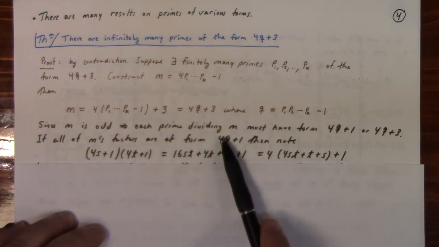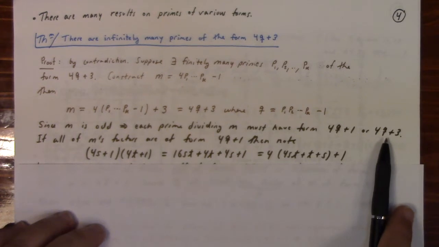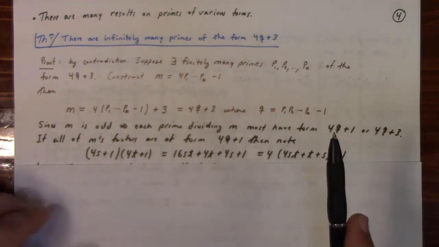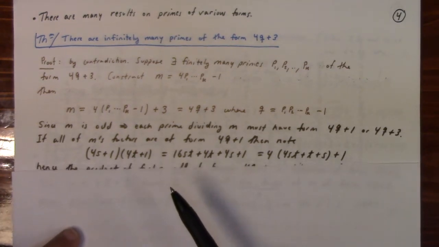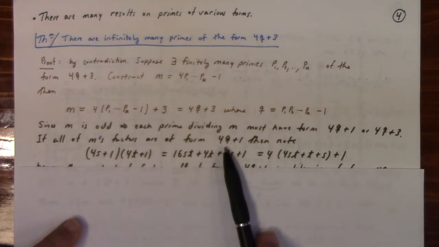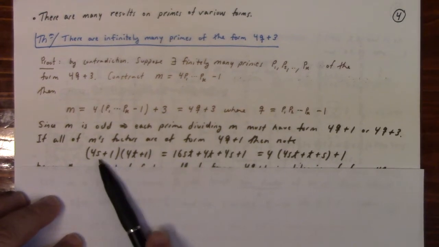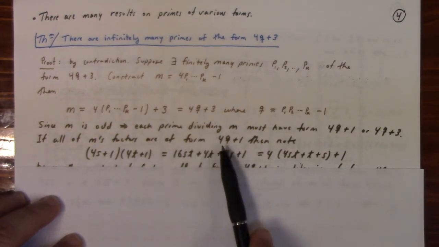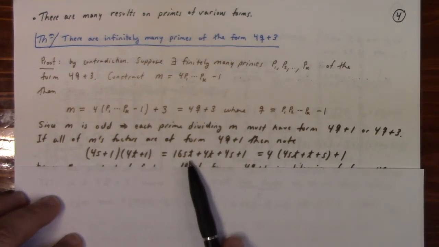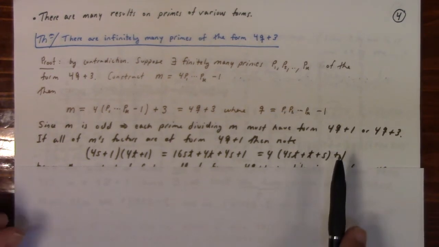And that means each prime that divides m must either have the form 4q plus 1 or 4q plus 3, because odd numbers are either of this form or that form. Think about it. So all of m's factors are either of the form 4q plus 1 or 4q plus 3. If they're all of the form 4q plus 1, notice that 4q plus 1 things times 4q plus 1 things, for example 4s plus 1 times 4t plus 1, it works out to 4 times some number plus 1 again. So it's still of the same form.